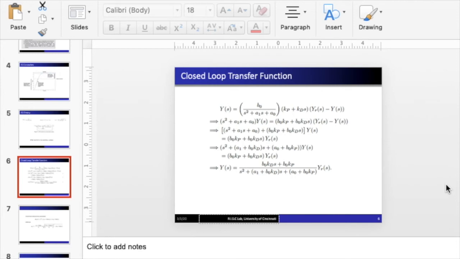So we have the open loop characteristic equation, which is s squared plus 2s plus 1. That's open loop. And we have closed loop, s squared plus 7s plus 12, right? And if you see after we have applied the PID, we can compare the coefficients of which is what? S squared, can you help me? S squared plus (A1 plus B0 KD) s plus (A0 plus B0 KP), right?